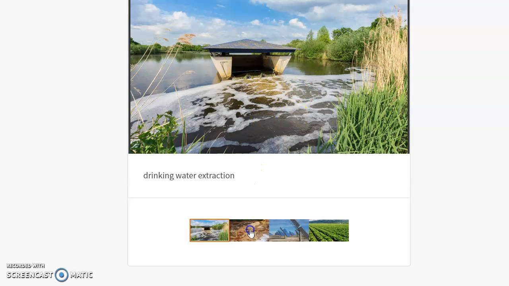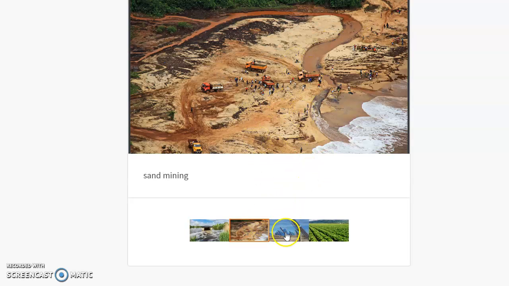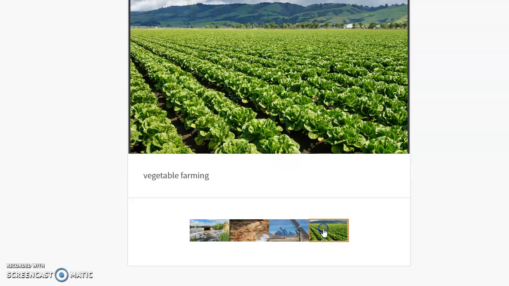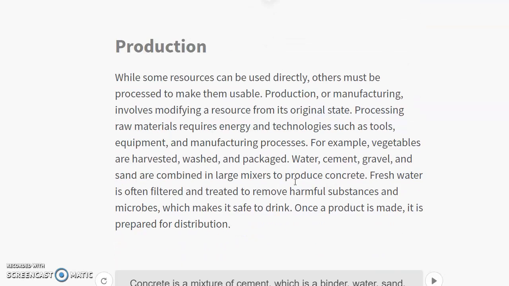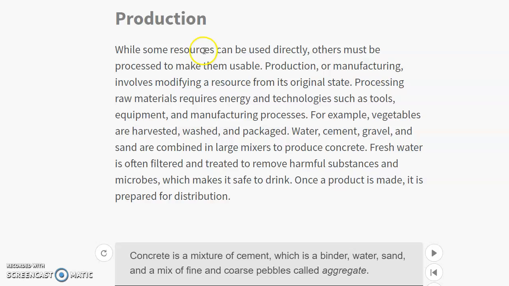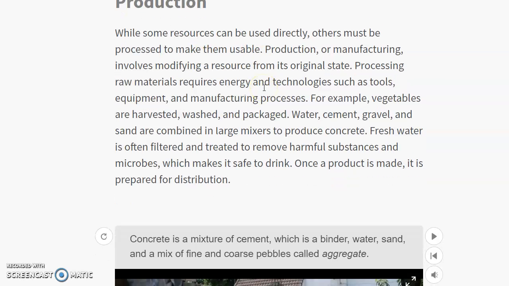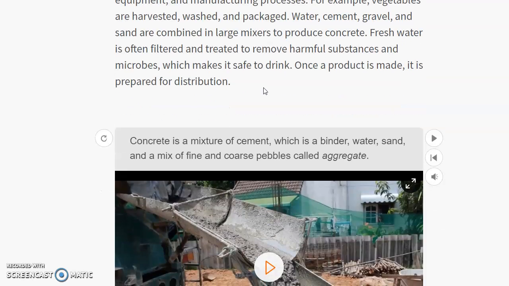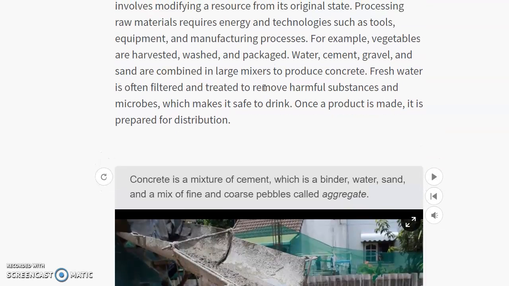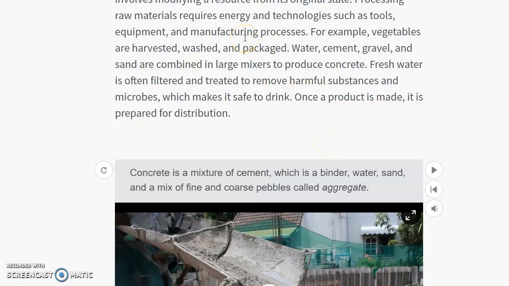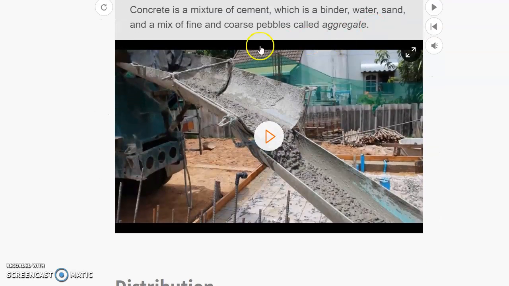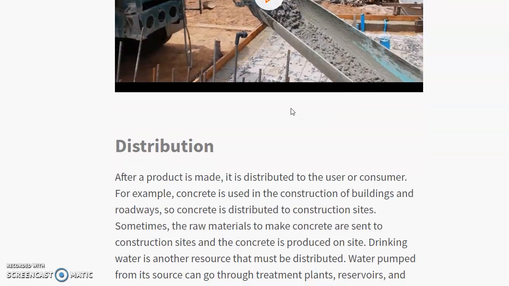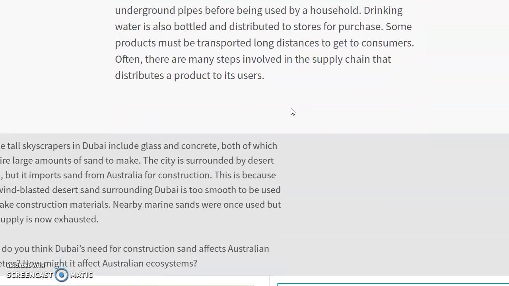So now this is how they're getting drinking water. This is how they mine for sand. This is how they get solar energy. And this is the vegetable farming that can be a natural resource for our food. Some resources you can just use, like air, but some you need processing tools for. So you can't just have vegetables that are planted. A lot of times you still need them to be harvested, watered, packaged, and there's a lot of processes to make concrete, okay? Because it has water, sand, and pebbles that need to be mixed together and then distributed.